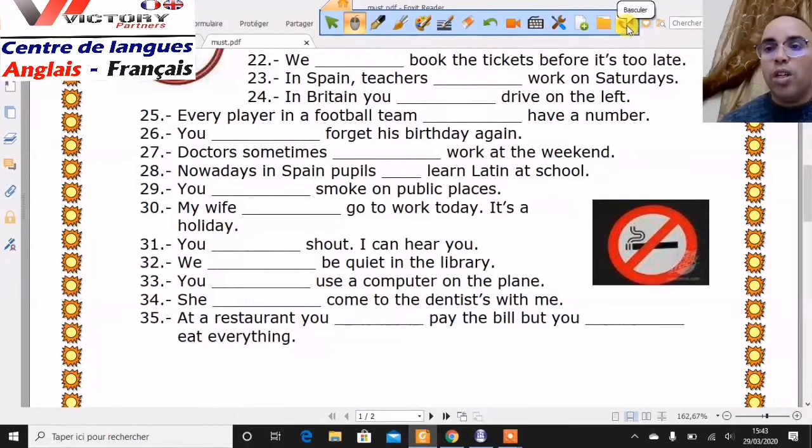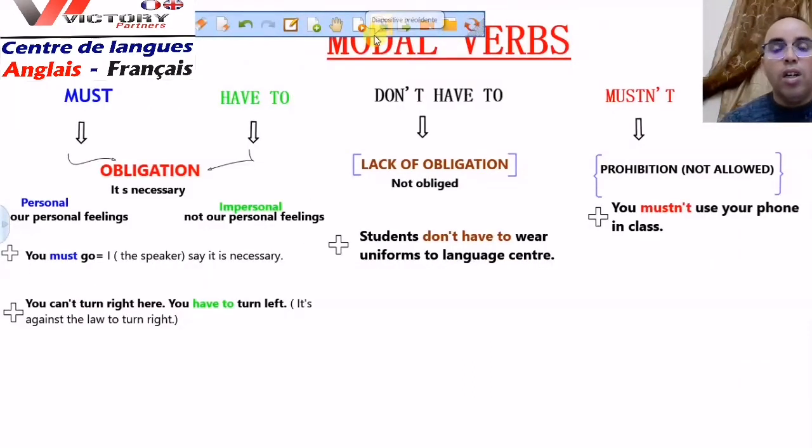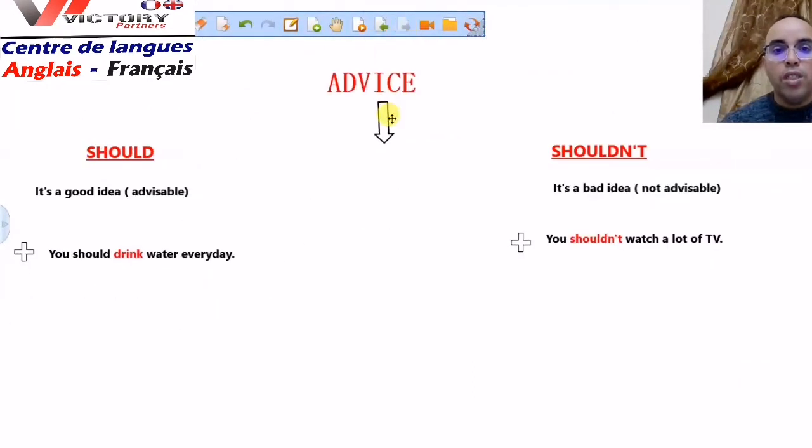Now we will move to talk about another type of modal verbs. It is advice. What modal auxiliaries do we use in order to express advice? We use should or shouldn't. Should expresses that it's a good idea to do something. It's advisable to do something. Shouldn't means it is not a good idea to do something. It is a bad idea. It's not advisable to do something.